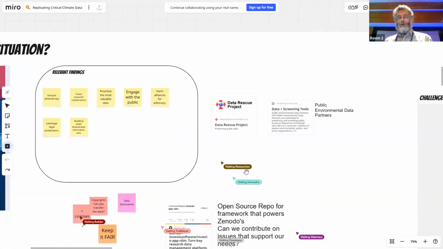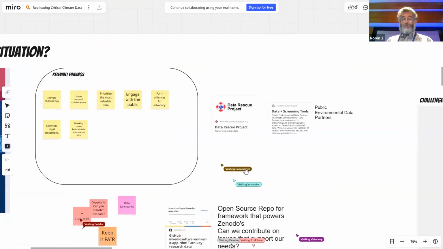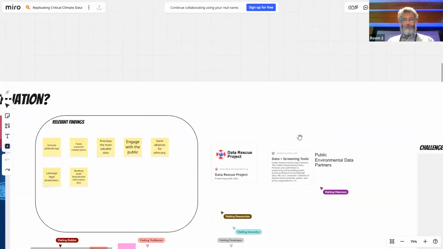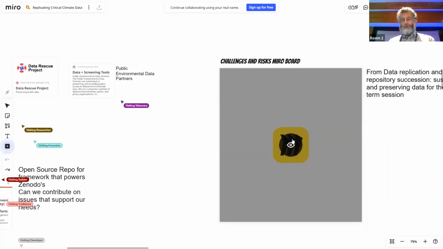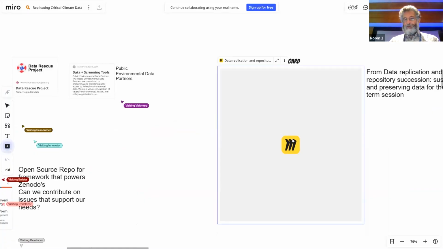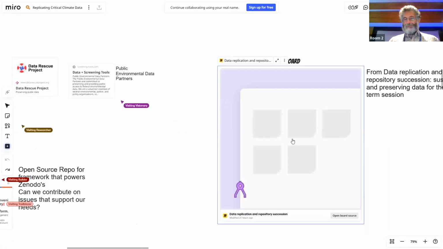Let's see, what else did I get here? There's two big sites out there that are very important for us. There's the Data Rescue Project and the Public Environmental Data Partners. They have an Airtable that is shared to try and keep track of all these efforts. And then there was the Challenges and Risks Miro board that one of our partner talks did, which seems to be quite full of information. Yeah, it's going to take some time for us to decode and organize that one. There's a lot of material there.